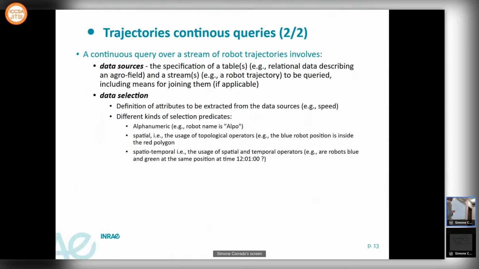You have then some selection, what data you want to retrieve, and on that data you have three different kinds of selection predicates: alphanumeric, the name is Alpo; spatial, I am inside this polygon; and spatial-temporal, we are at the same time at the same place.